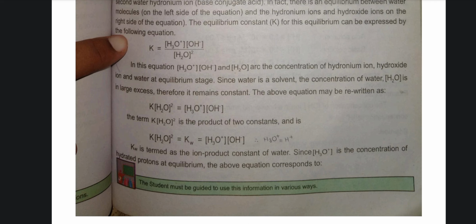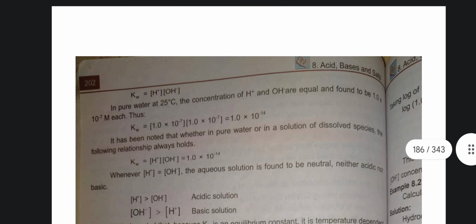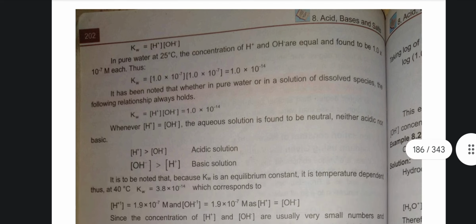Since H3O+ is the concentration of hydrated protons at equilibrium, the equation corresponds to Kw is equal to [H+][OH-]. In pure water at 25 degrees Celsius, the concentrations of H+ and OH- are equal and found to be 1 × 10^-7 moles each, and thus Kw is equal to 1 × 10^-7 into 1 × 10^-7, which is equal to 1 × 10^-14.